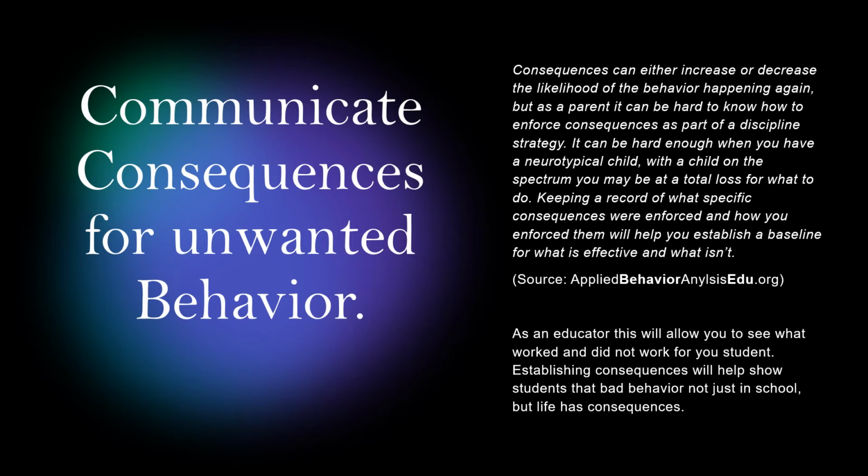Communicate the consequences of unwanted behavior. Consequences can either increase or decrease the likelihood of behavior happening again. But as a parent, it can be hard to know how to enforce consequences as part of a discipline strategy. It can be hard enough when you have a neurotypical child, and with a child on the spectrum, you may be at a loss for what to do. Keeping a record of what specific consequences were enforced and how to enforce them will help you establish a baseline for what is effective and what isn't.